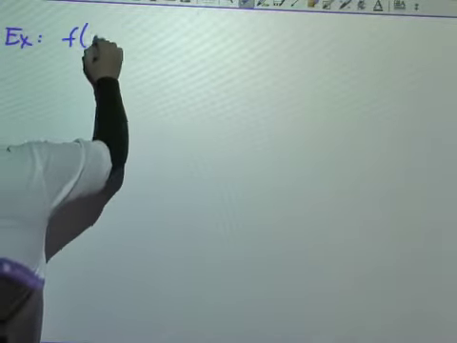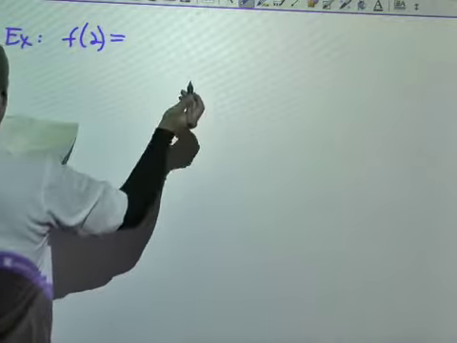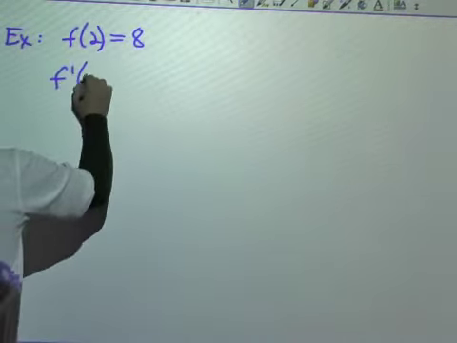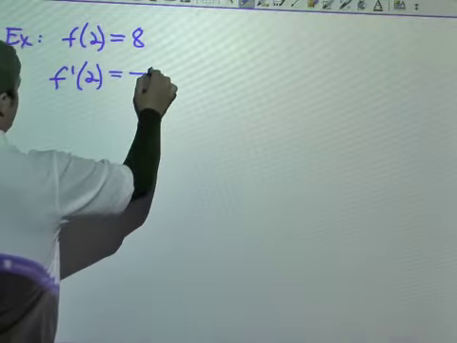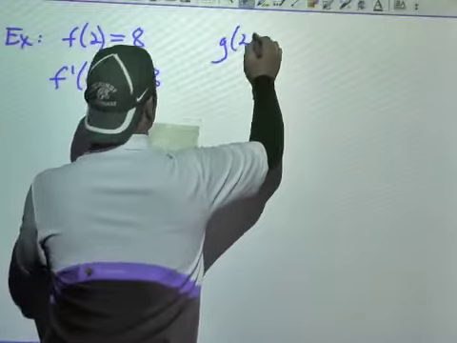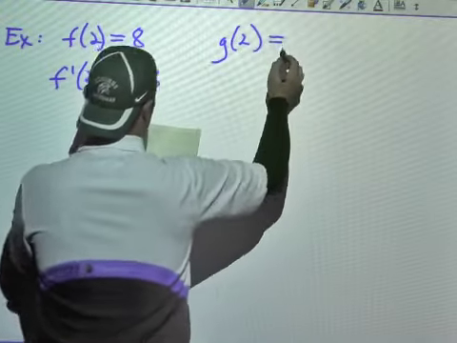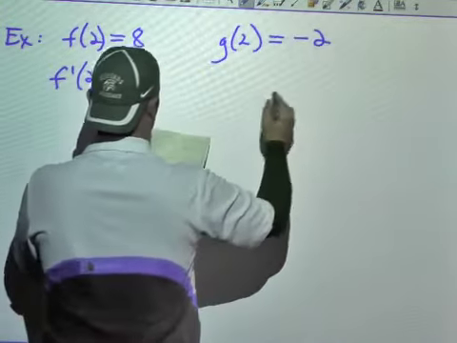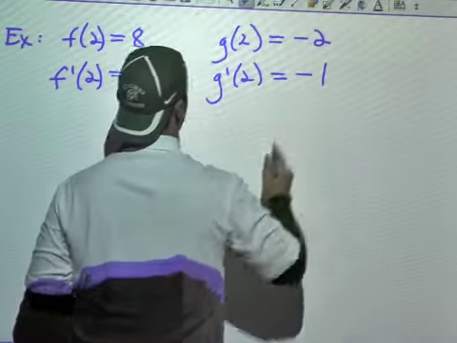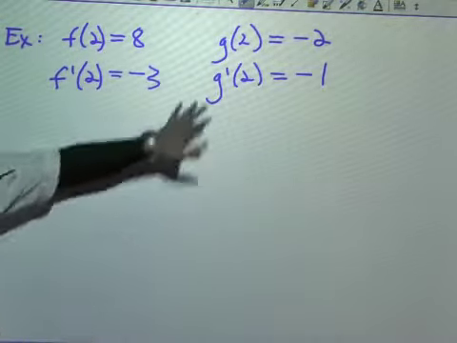So let's say you're given this information. You've got some function f where f of 2 is 8 and f prime of 2 is equal to -3. Another function g where we know g of 2 is -2 and g prime of 2 is equal to -1. Okay, so that's all we're given.